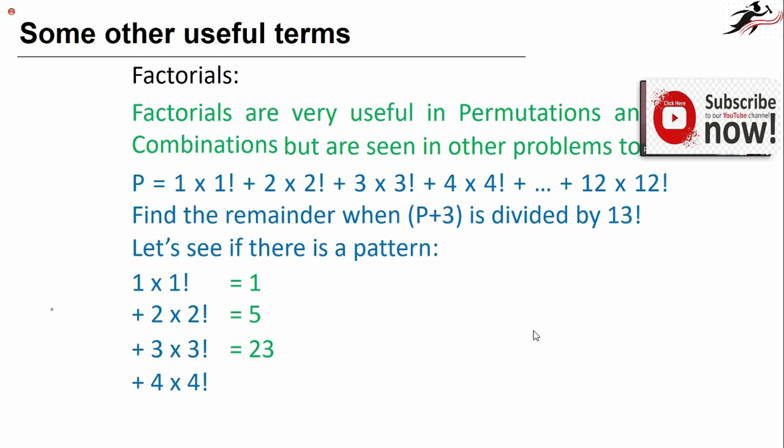Add 4 into 4 factorial to it. I get a 119 total. Add 5 into 5 factorial to it. What's 5 into 5 factorial? That's 600. So the total becomes 719.